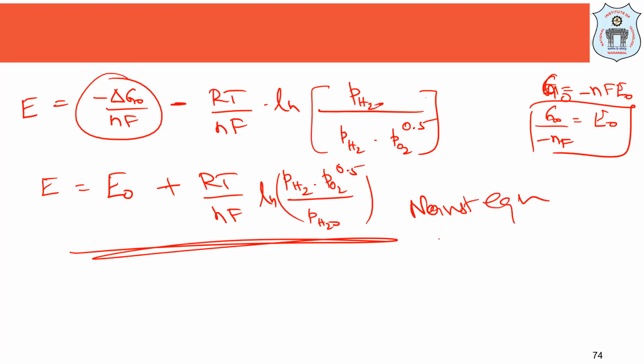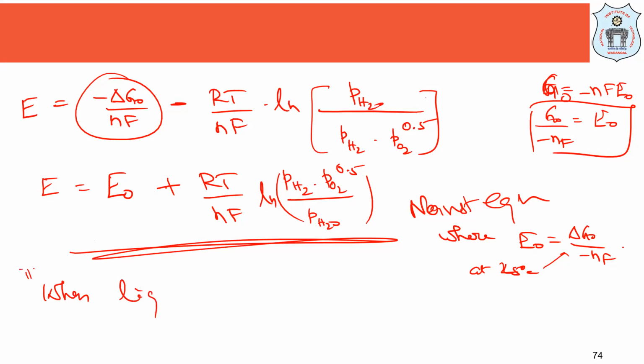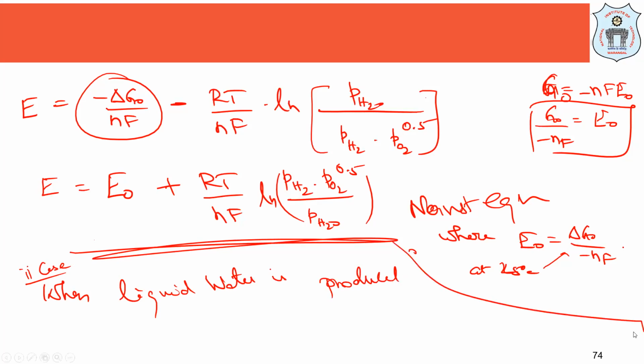Okay, so when we write this, where E naught is equal to delta G naught by minus NF, this is at 25 degrees Celsius. That is E naught at 25 degrees Celsius. That's what it means, right? So remember, second case, when liquid water is produced, what is the value of this water? Partial pressure of water will become 1. Okay.